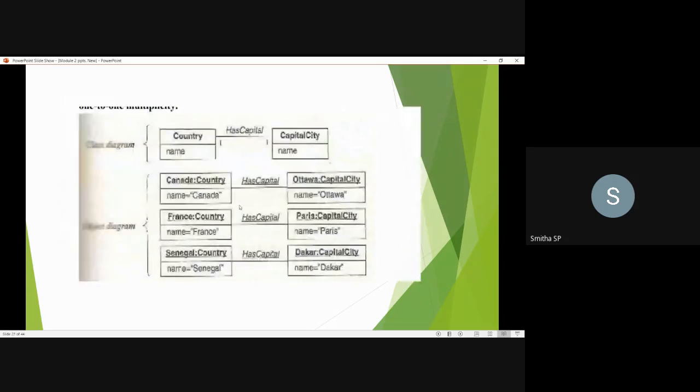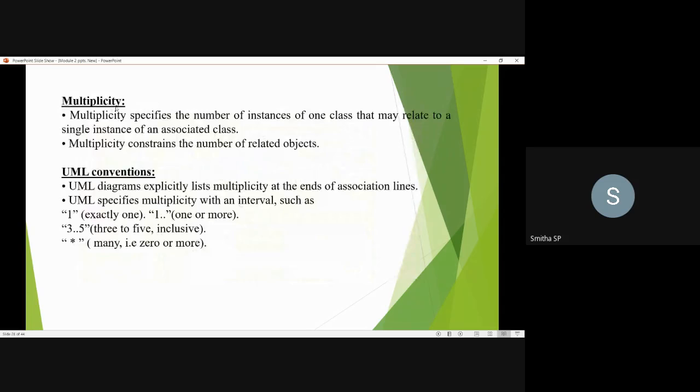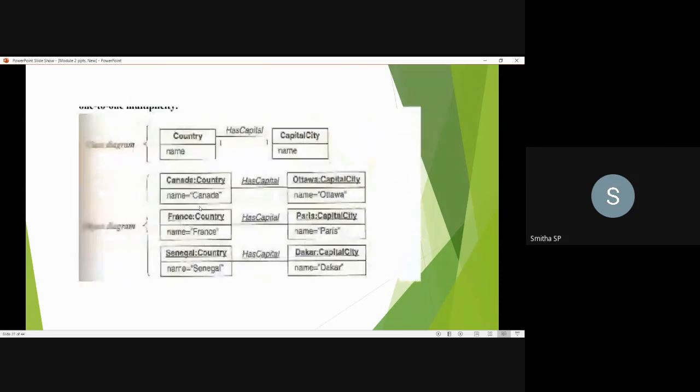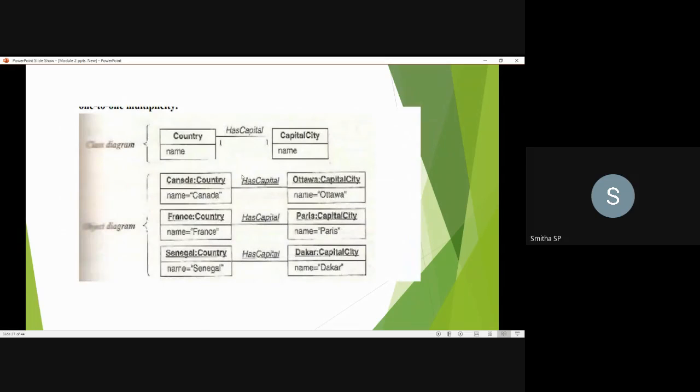So till now we have discussed what multiplicity is and how to represent multiplicity using UML conventions. For example, we have taken one-to-one multiplicity. You can give other examples also, like 3 to 5, or star, that is asterisk, which is many, or we can also say zero or more multiplicity. Here 3..5 is 3 to 5 multiplicity and 1..* represents one or more multiplicity. So this is how multiplicity can be represented. Thank you.